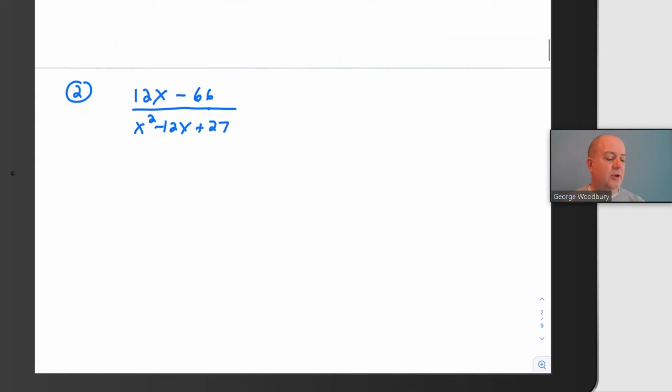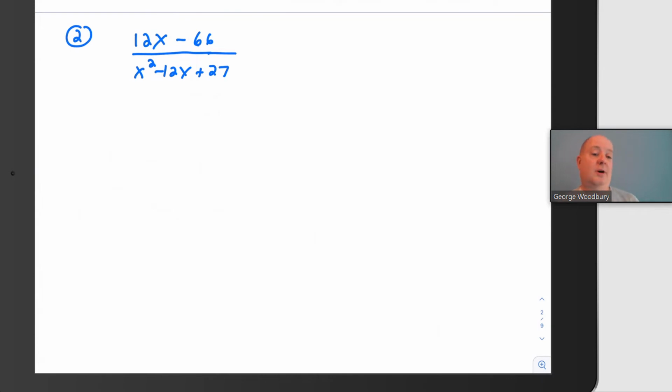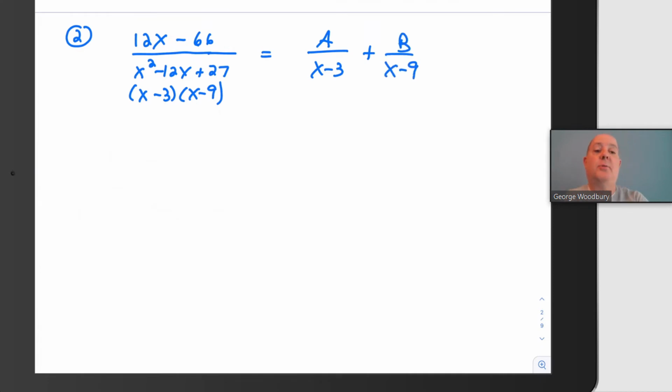All right. Let's try another one. This time, the denominator is not factored. So we've got x squared minus 12x plus 27. And we really want to factor that denominator if we can. And this turns into x minus 3 times x minus 9. So the answer is going to be a over x minus 3 plus b over x minus 9. That's the partial fraction decomposition. I just need to figure out what a and b are.